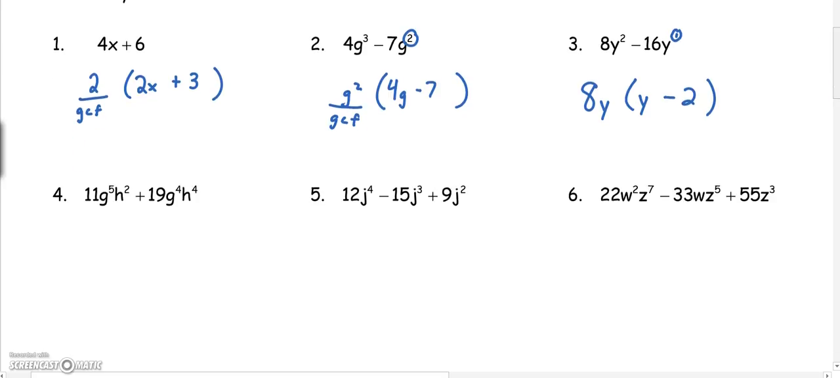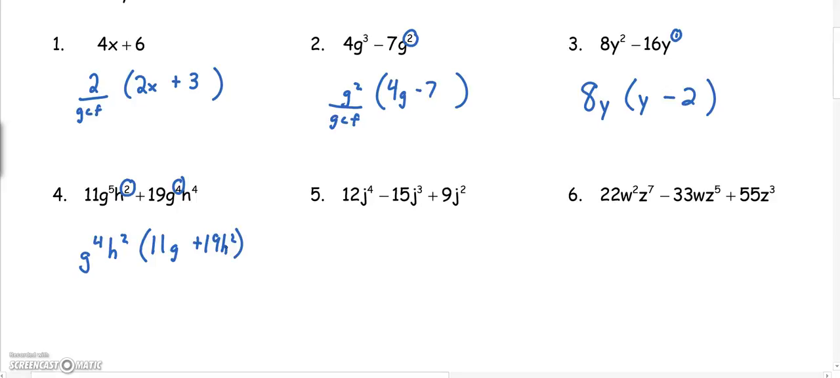Numbers 4, 5, and 6 are the same ideas with a couple more variables. So here my GCF, 11 and 19 don't have anything in common. With the g, my lowest exponent's a 4. With the h, my lowest exponent's a 2. So my GCF is g to the 4th, h squared. And in parentheses, I leave the 11. 5 minus 4 gets me a g. 2 minus 2 is 0, so there's no more h. Plus 19. 4 minus 4 is 0 for the g. 4 minus 2 gets me h squared.